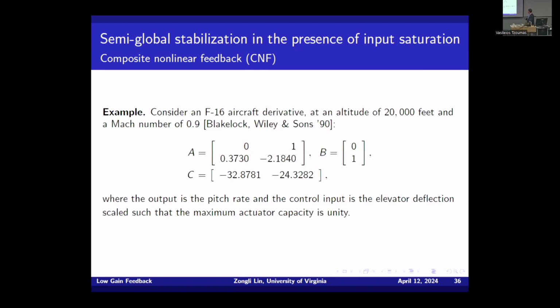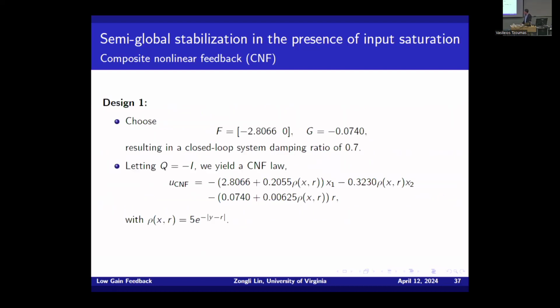So then you have this property, and I use this example that was given to me from the Alpha's lab. This is the F16, from the classic Blakelock book, a second order system. And we come up with two designs. The first design, I choose F and G this way so that the DC gain equals 1, right? This way, choose the damping ratio 0.7, which is a pretty big damping ratio. And then I combine this, I get what's called composite nonlinear feedback, with two gains. And I choose this gain to be this function.